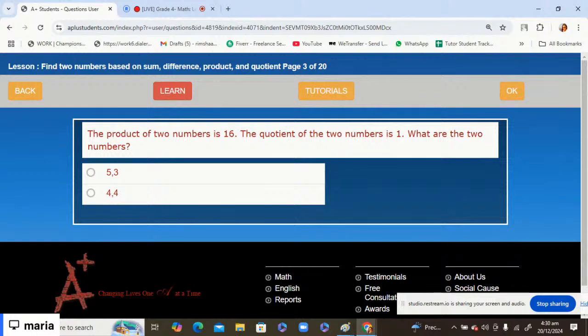Numbers are given. The first pair is 5 and 3, and the second is 4 and 4. First you choose the 5 and 3, multiply and divide. Check the answer is 16 or 1 or not. Then tell me in the chat. Then secondly you multiply 4 with the 4 and then divide 4 over the 4. And then check you get the answer 16 or 1 or not. First multiply and then divide.